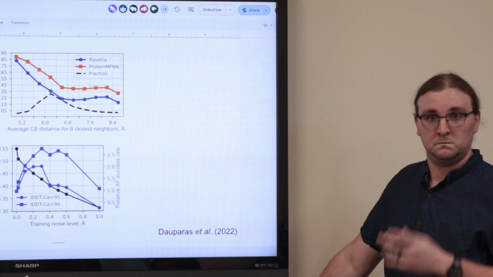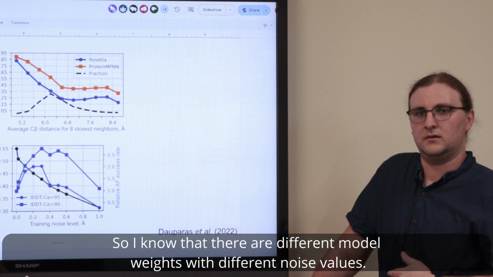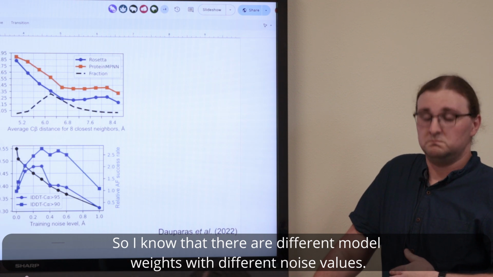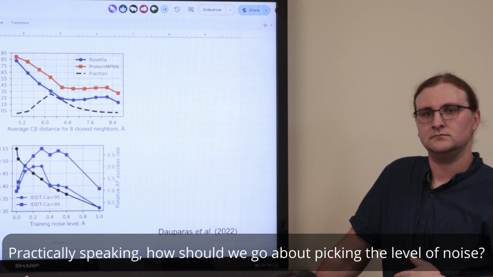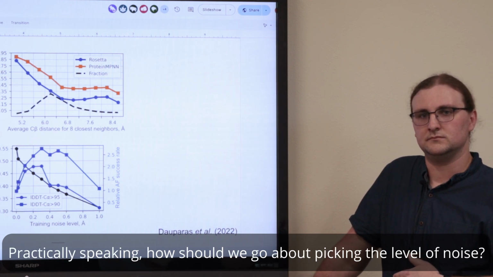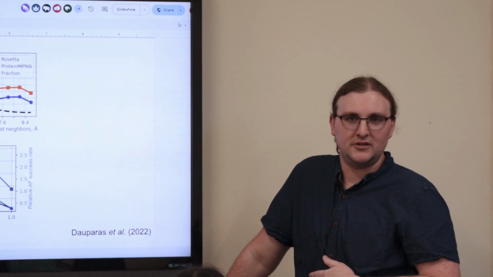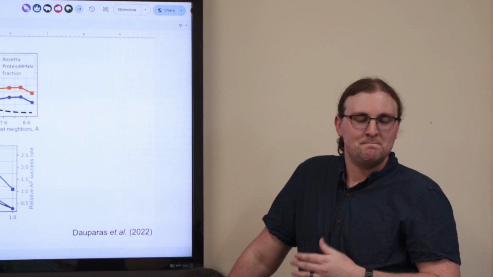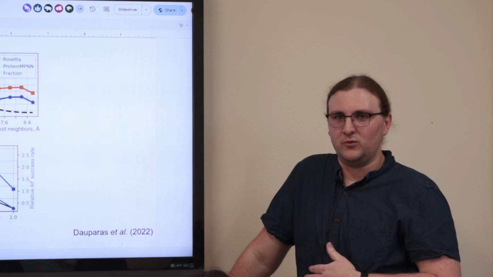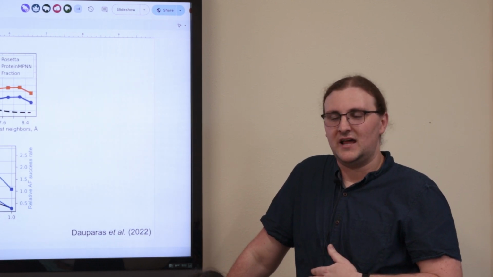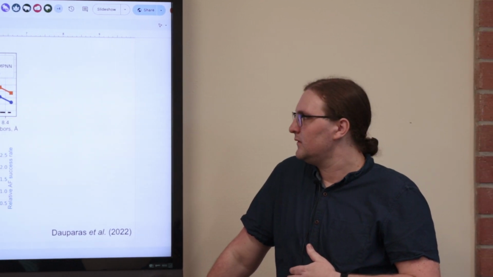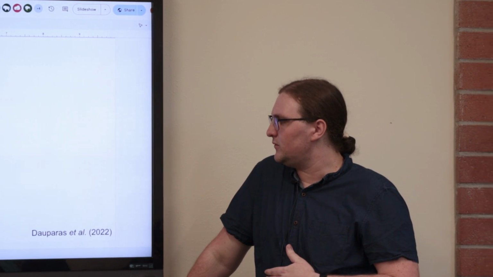Questions? So I know that there are different model weights with different noise values. Practically speaking, how should we go about picking the level of noise? That's a good question. I think we typically just use 0.1. I don't really have a great reason why. I think that's the default that Eustace uses and people use for RF diffusion. So yeah, I don't know if you guys have any more insight into that.